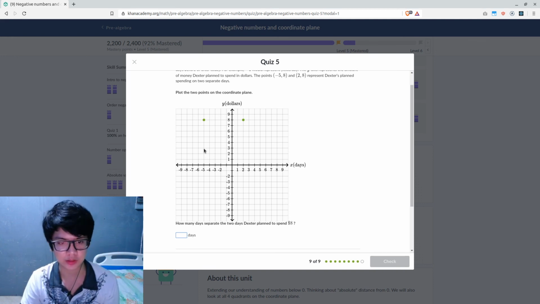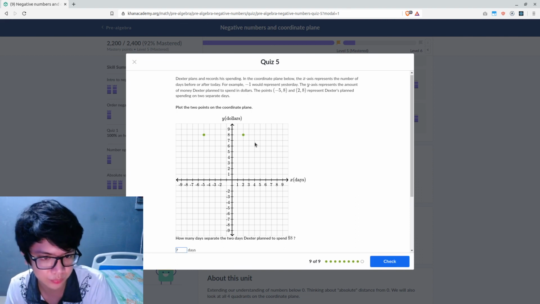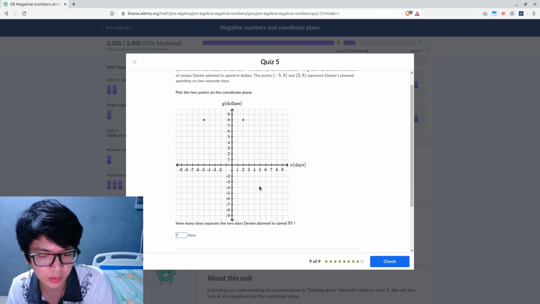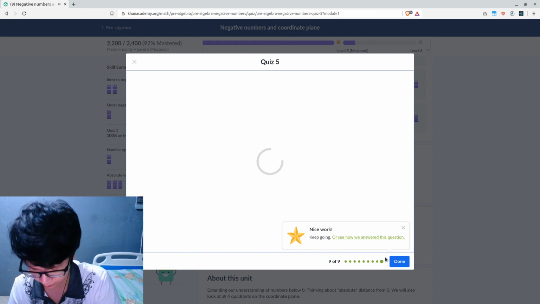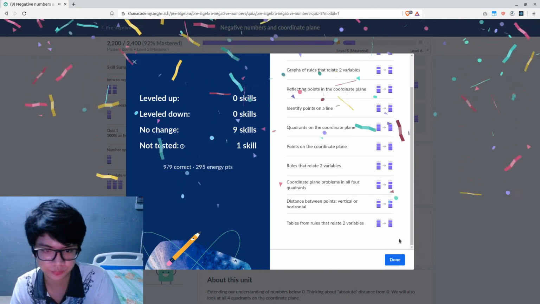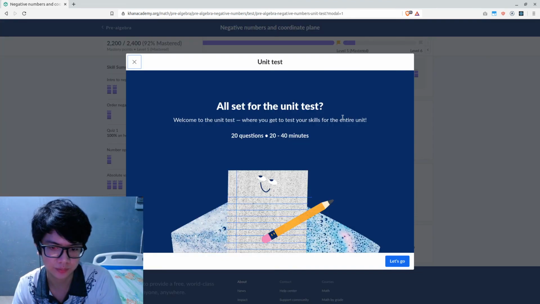I guess this is asking for a distance, right? So I'm gonna guess 7. How many days separate the 2 days Dexter planned to spend 8? You had 7. Okay, cool. Let's do the master now, the unit test.